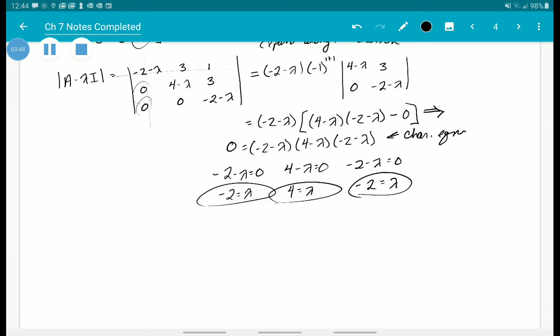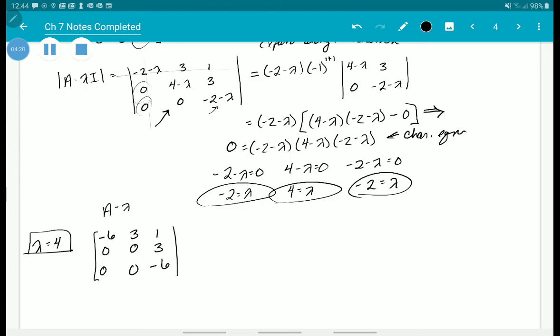So just for fun, let's find the eigenvectors. So for lambda equal to 4, we're going to substitute this into A minus lambda I. So negative 2 minus 4 is negative 6. 4 minus 4 is 0. Negative 2 minus 4 is negative 6. And remember, we want to solve A minus lambda I is equal to 0. So we're going to have zeros here. We're setting up a system, in other words.